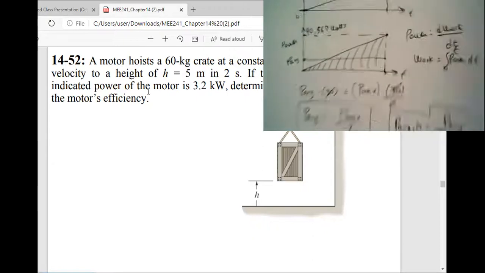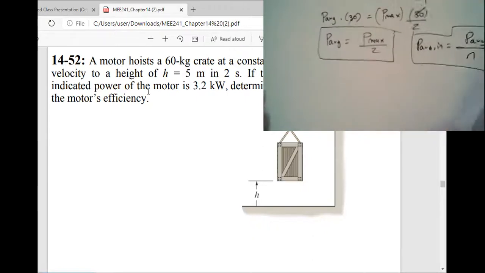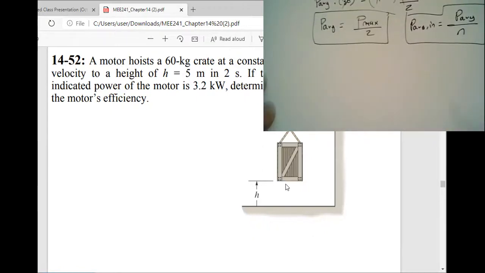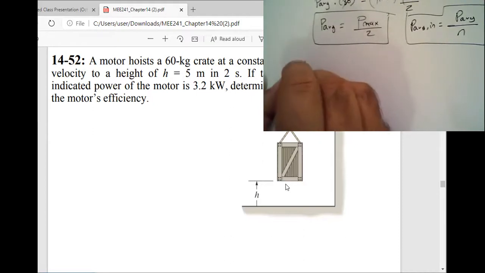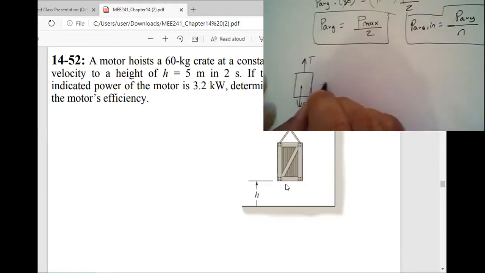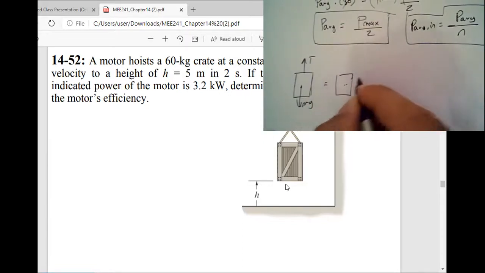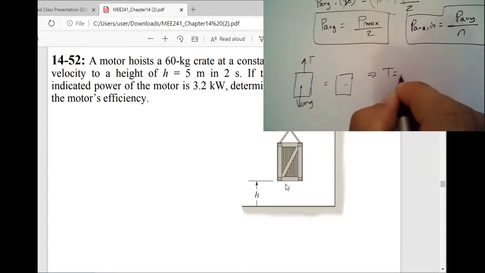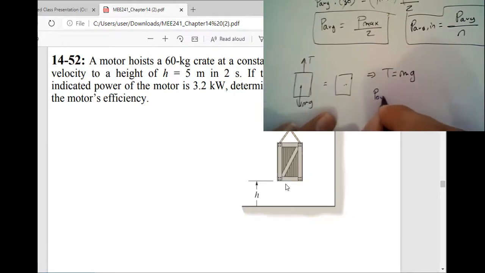How do we do that? It's pretty basic here, right? So if you look into it, this is your mass. It has mg, it has a tension T, and it's moving with a constant velocity, right? So there's no acceleration. So T is equal to how much? mg, right? So what is the output power? It's going to be equal to T times V.